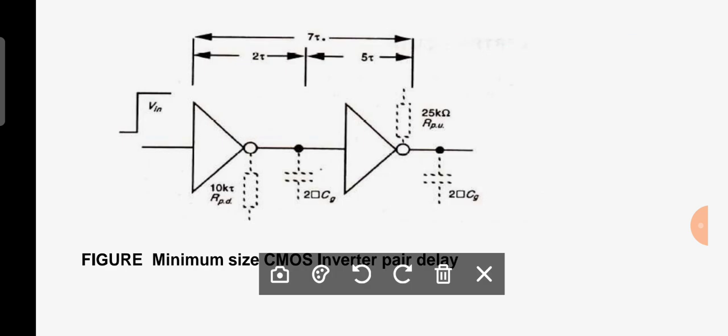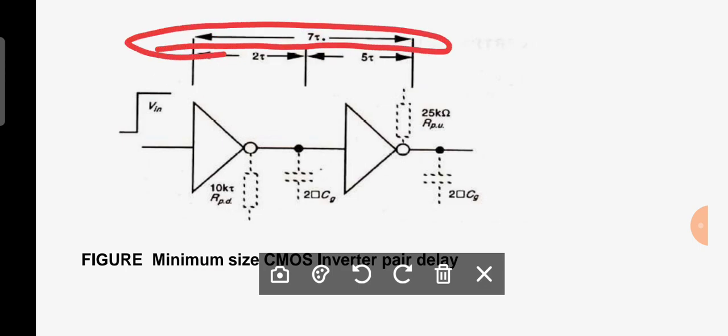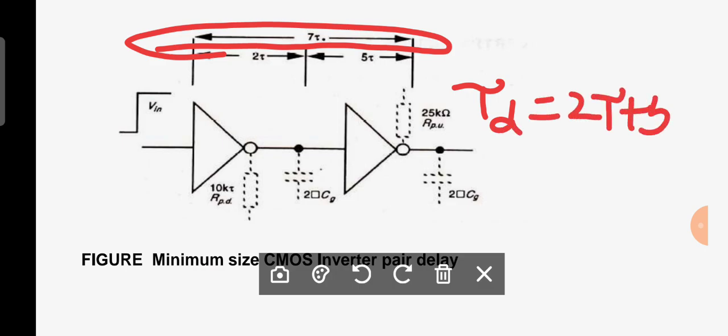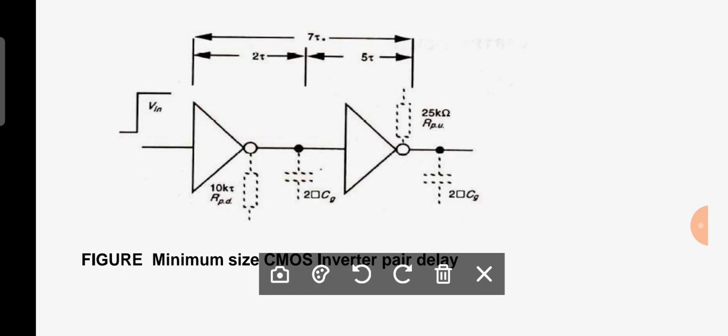Overall, the first stage is 2 tau and the second stage is 5 tau. Therefore the inverter pair delay is 2 tau plus 5 tau, which is 7 tau. Is it understood? In this manner you have to find out the CMOS inverter pair delay.